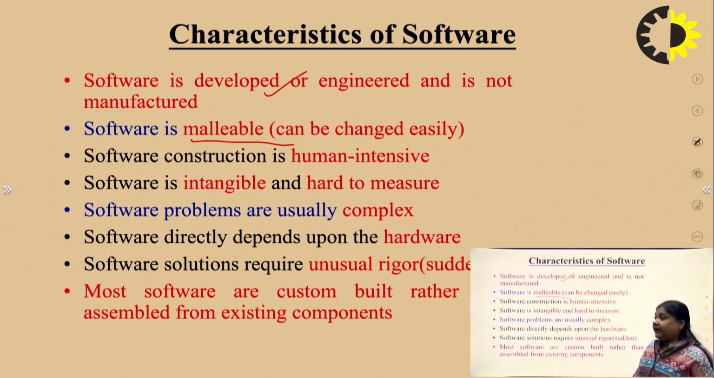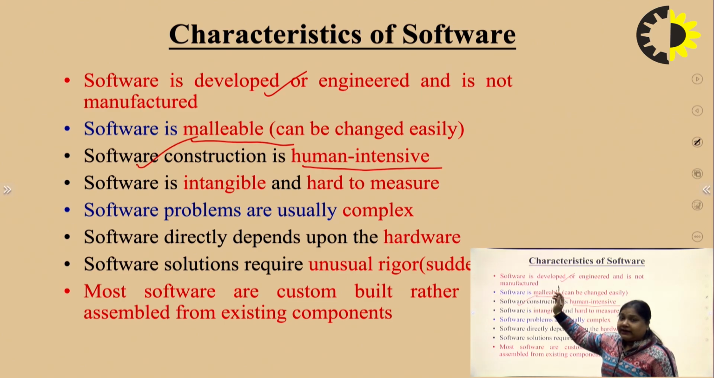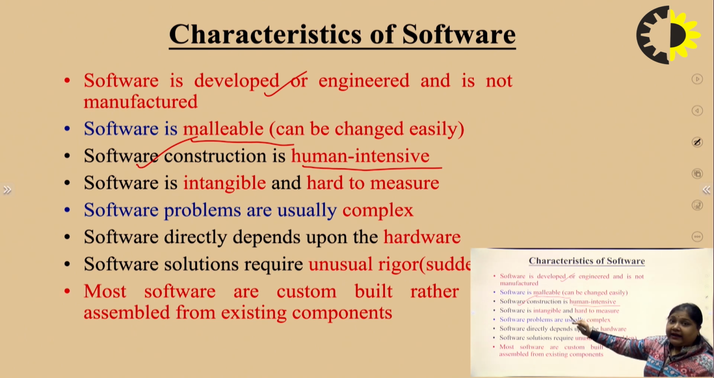But software is changeable. It is much easier to incorporate new components, new parts, and new functionality into software than into hardware, once any hardware has been manufactured. So software construction is human intensive. Human intensive means that it requires the logic and functionality provided by the human mind. Only then is it possible for software to be developed easily and effectively.